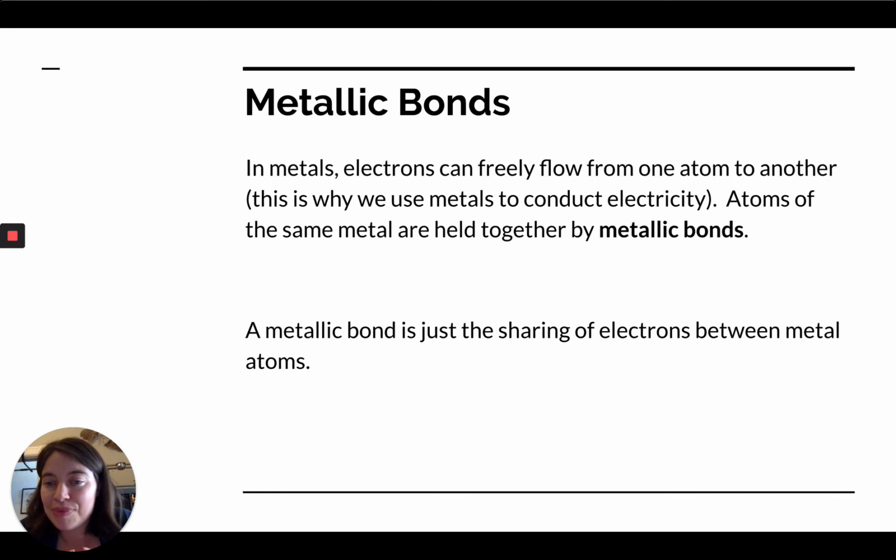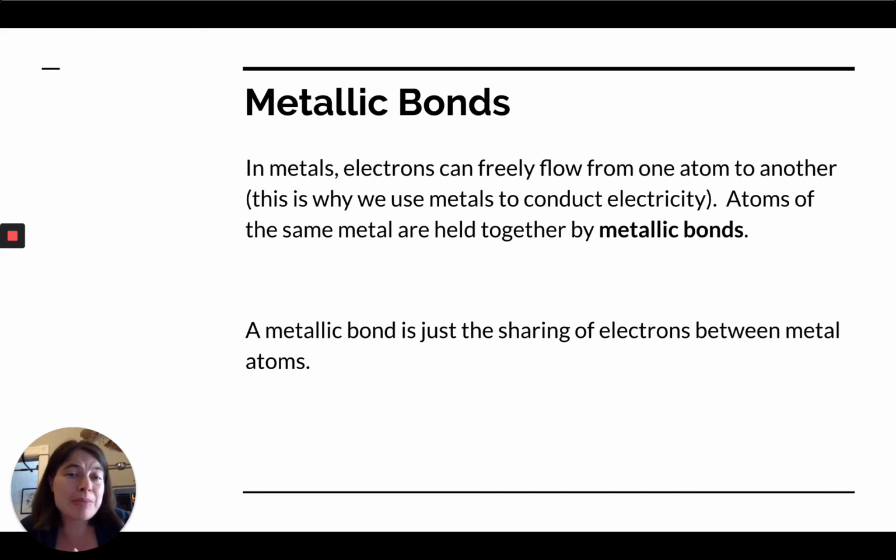Now, I've talked a lot about how transition metals are conductive. So if we're talking about how conductive transition metals are, and metals in general, we need to understand why. And the reason why metals are conductive is because if you have metals, there is a special type of chemical bond that only metals can do, and this is called a metallic bond.